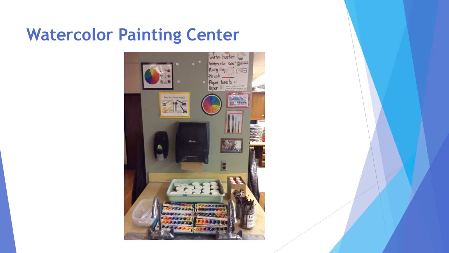So the supplies here: bucket, paintbrushes, watercolor paint. There are liquid watercolor paints in the white containers that I actually made out of old Crayola markers. Paint palettes, paper towels, fluorescent liquid watercolor paints, and then I also have a procedure poster on the wall that shows them what they need to get and some details.